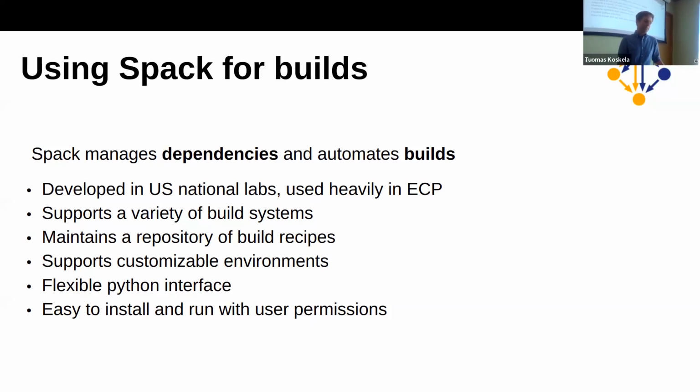It's developed by the US National Labs, which is maybe not surprising that Lawrence Livermore will advocate it, but the Exascale Computing Project uses it very heavily, and they have spent a lot of resources thinking about this stuff. So I think that's a decent example to follow. They support a variety of build systems, and they have a very big repository of build recipes. Most common dependencies you can just build with Spack using their recipes. You don't have to do anything about them.